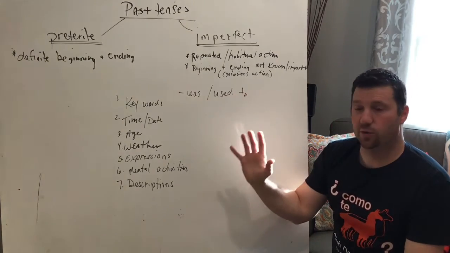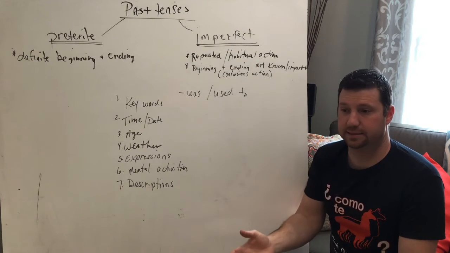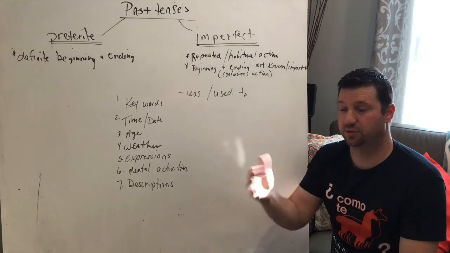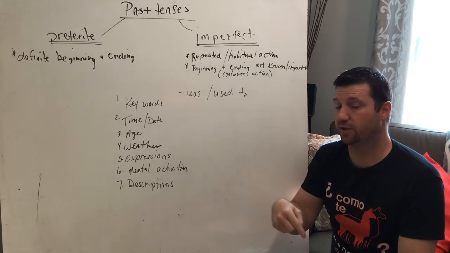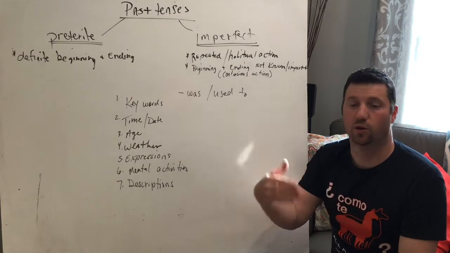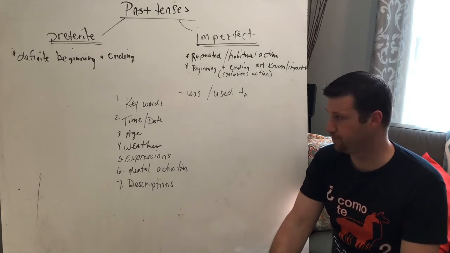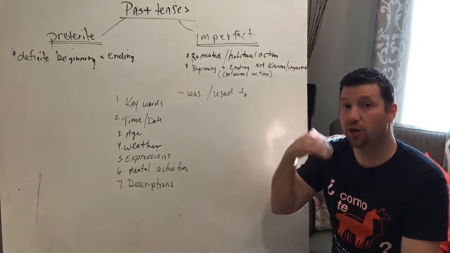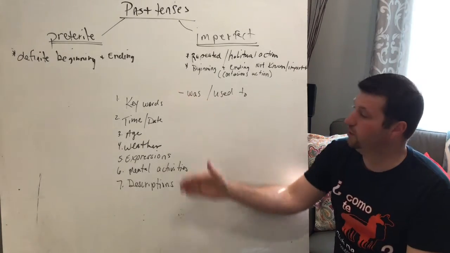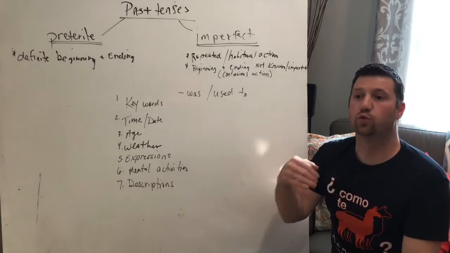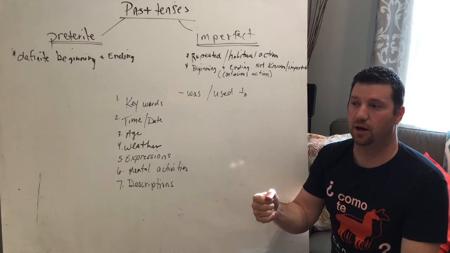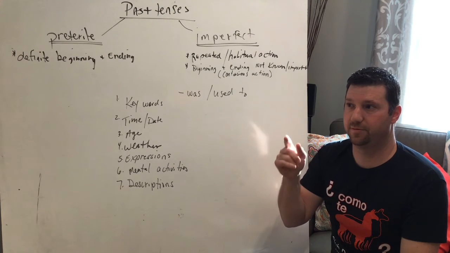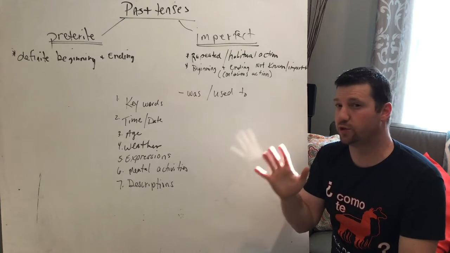Again, I want you to understand, these are guidelines. Most sentences could be flipped back and forth between preterite and imperfect, depending on what you or the speaker is trying to say. Now, there's some other things that really help us. I went through 7 different things here that really give us definition on what we're trying to say and help.